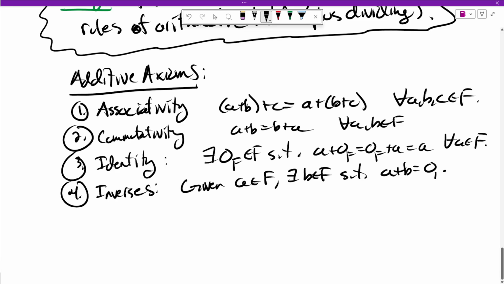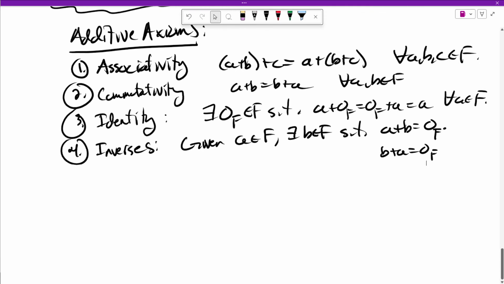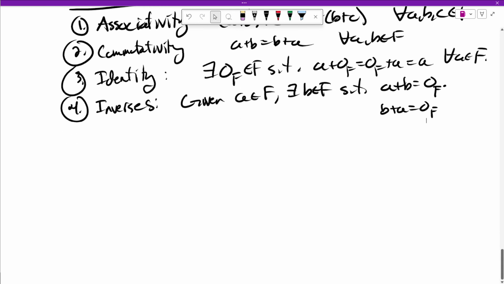Now, 0 is 0 in F, and I'm going to point out that we should also require B plus A is 0, although we have commutativity of addition, so we actually don't need that requirement. All right, so those are the additive axioms. We have a closed operation called plus that is associative, it is commutative, it has an identity, and it has inverses. So that's all 4 checks we have to do if we're checking if something is a field.